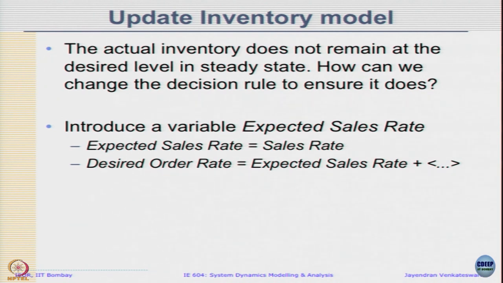So let us just do both these. Introduce a new variable, expected sales rate, connect sales rate to expected sales rate, and desired order rate now has an additional input called expected sales rate plus your inventory gap divided by time to adjust inventory.